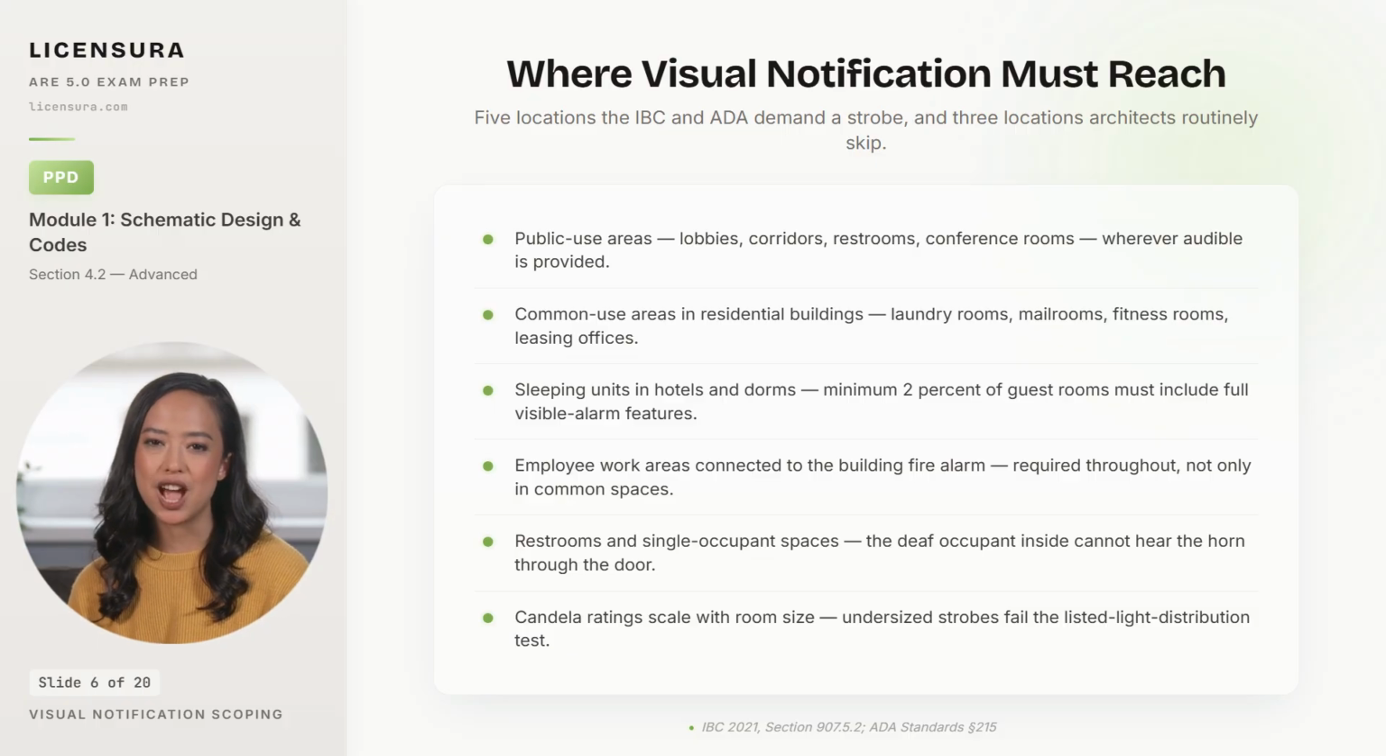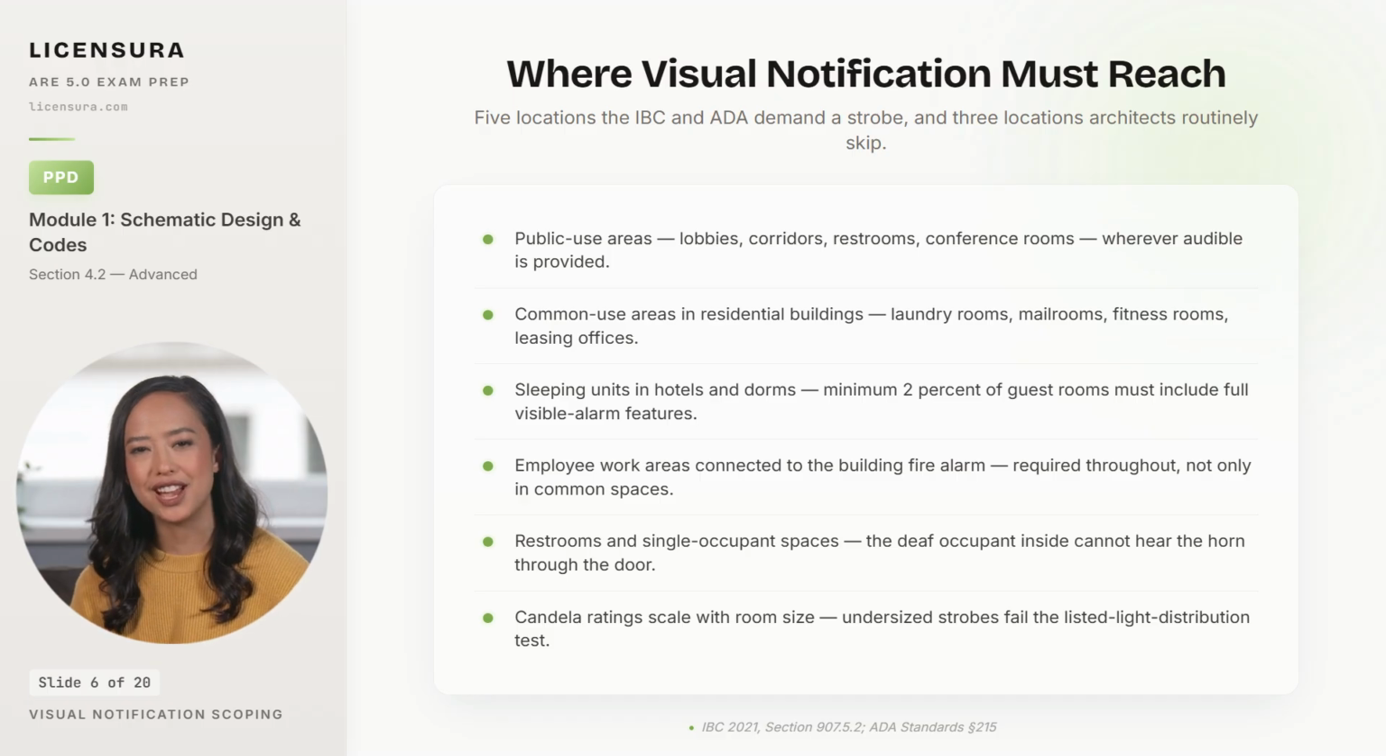Fifth, single-occupant rooms like restrooms and mother's rooms need strobes because a deaf occupant inside cannot hear the horn through a closed door. Sixth, candela ratings scale with room size. A 15 candela strobe covers a small office. A 180 candela strobe covers a large open floor. And the wrong rating fails the listed light distribution test even with the right count of devices.